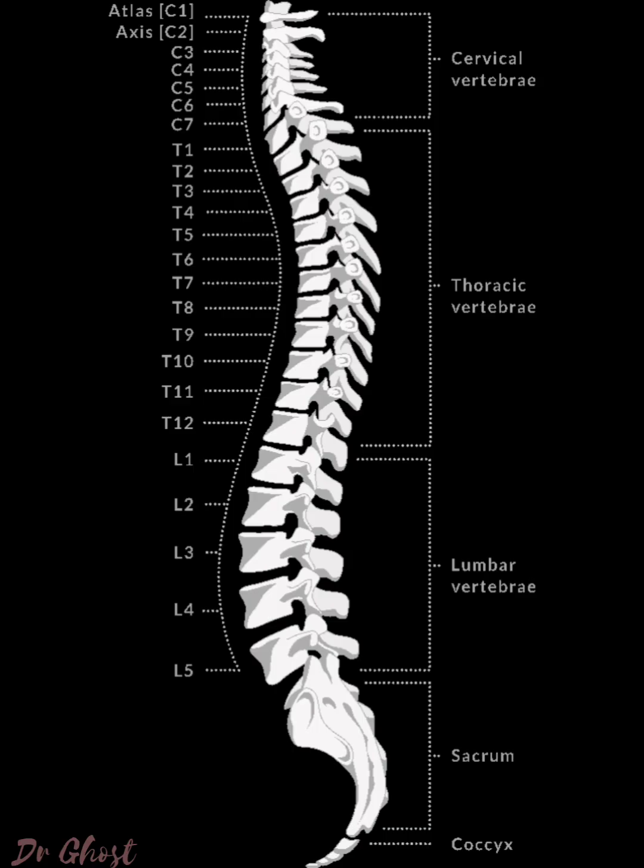So the vertebrae column is different in children and in adults because we have bones like the sacrum that fuses to become one in adults, and the coccyx fuses to become one bone in adults as well. But in children, these are individual vertebrae bones. So in children, it becomes 33.